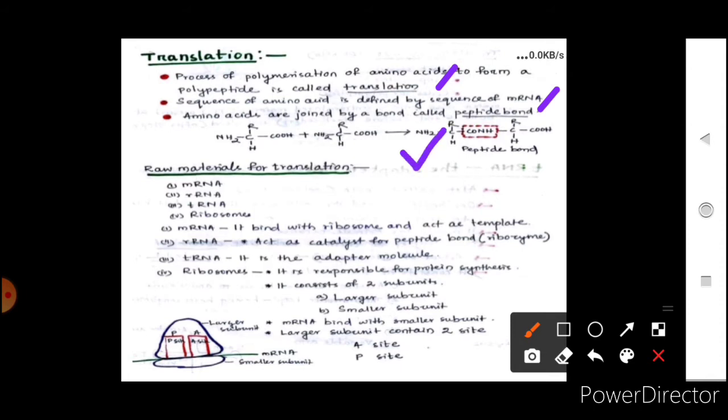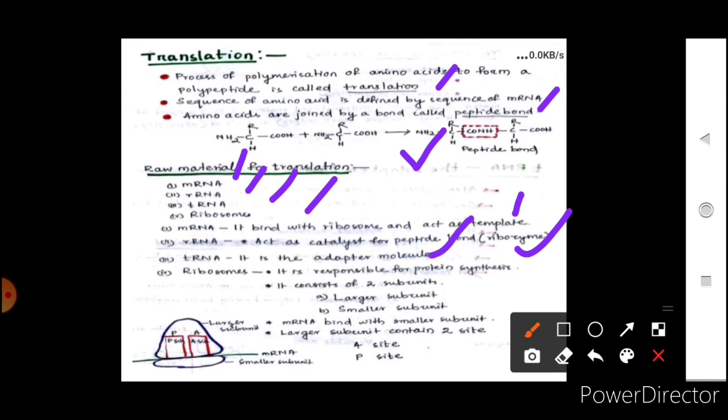Okay. Now, what are the raw materials needed for translation? Now, the raw materials are the messenger RNA, the ribosomal RNA, the transfer RNA, and the ribosomes. Okay. Now, messenger RNA will do what? It will bind with the ribosome and act as a template. As we saw in replication, one strand of the DNA was acting as a template or the reference. The second is the rRNA, that is the ribozyme or the ribosome, will act as a catalyst for the peptide bond formation.